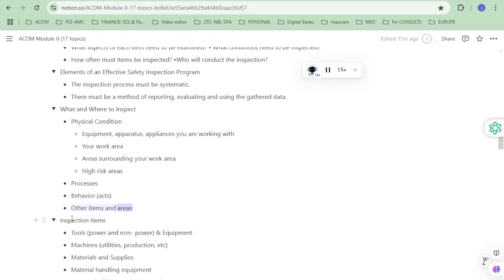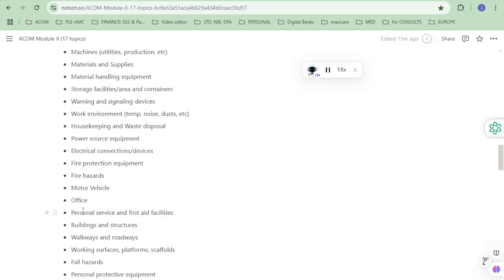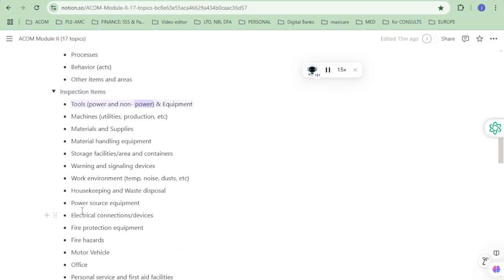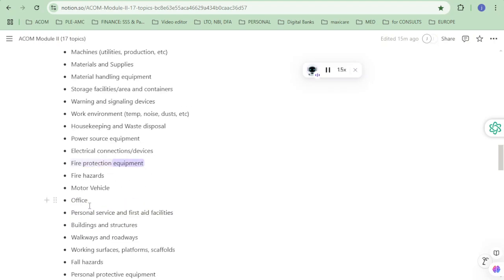Other items and areas. Inspection items: tools, power and non-power, and equipment; machines, utilities, production, etc.; materials and supplies; material handling equipment; storage facilities, areas and containers; warning and signaling devices; work environment, temperature, noise, dusts, etc.; housekeeping and waste disposal; power source equipment; electrical connections and devices; fire protection equipment.